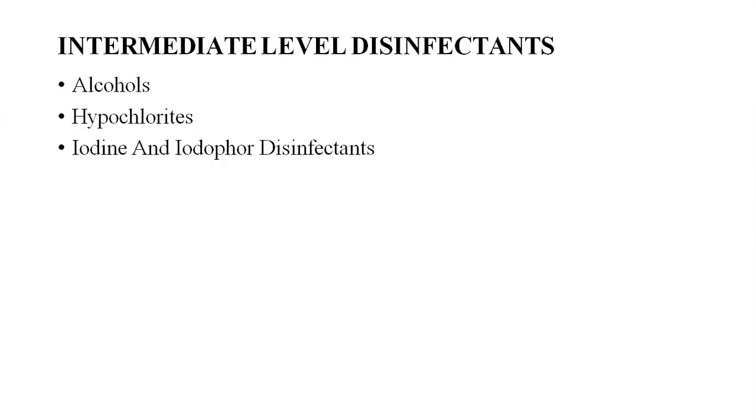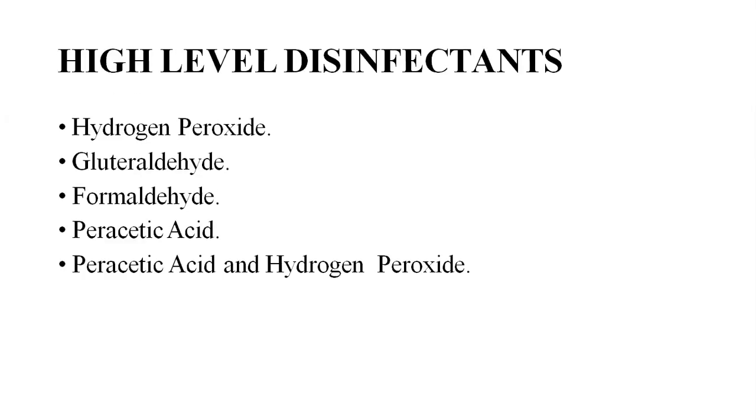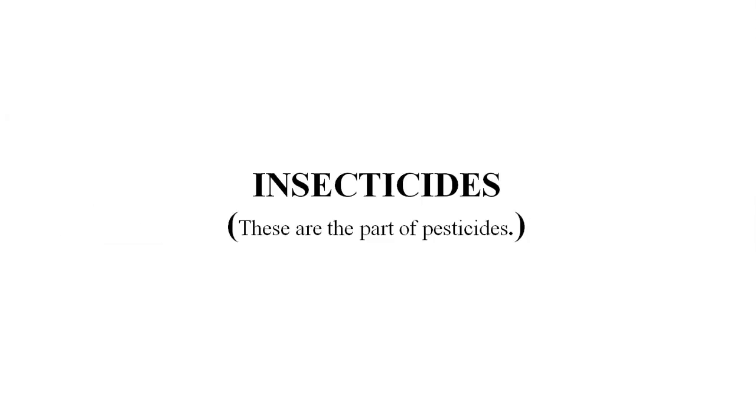Intermediate level disinfectants are alcohols, hypochlorites, iodine and iodophor disinfectants. These are intermediate level disinfectants. High level disinfectants: hydrogen peroxide, glutaraldehyde, formaldehyde, peracetic acid. These are high level disinfectants.